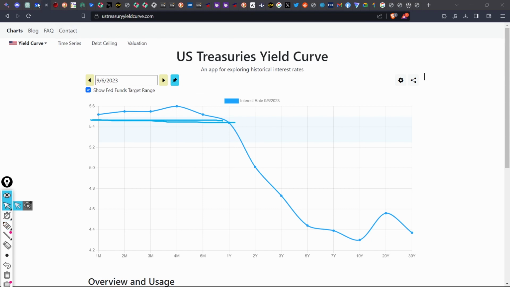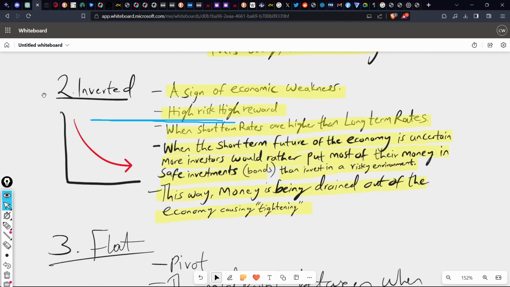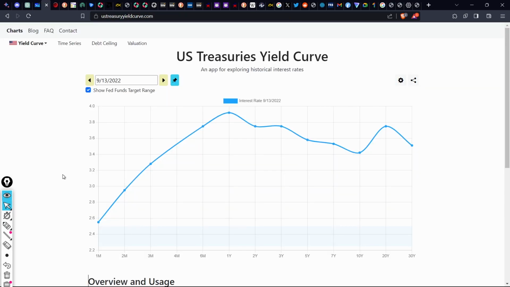I'll go back here to the final one, flat yield curves. The flat yield curve is just a pivot, the midpoint between when the curve is shifting from normal to inverted or vice versa. So let me look for an example when the yield curve was flat. This now is a flat yield curve.